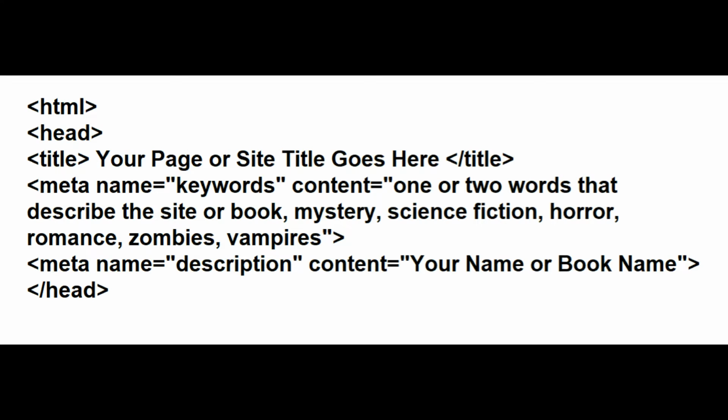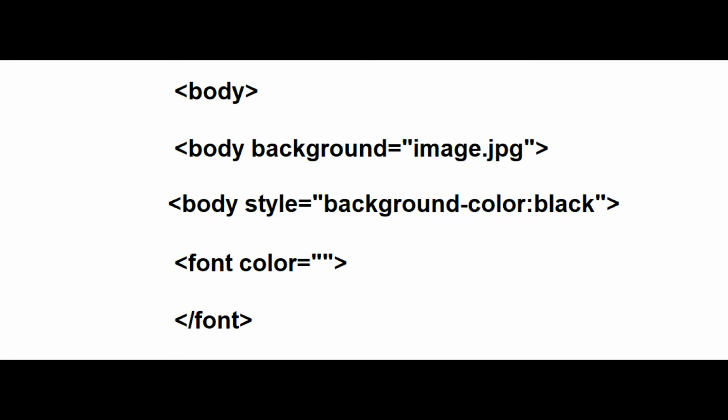And then the description down there is for the name of your book or your name, the site name, Doc D's Books, or the book title, How to Start a Record Label. And then we close by the bracket with the slash mark and the head, and that ends our head. Now we go to the body. The body is what is visible to the person visiting the site.